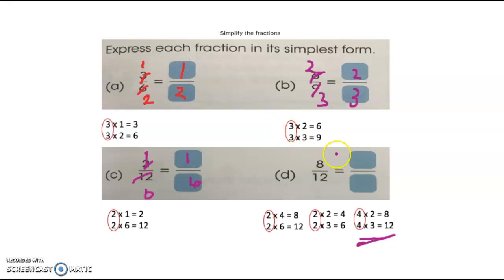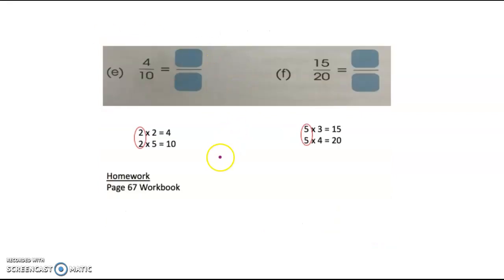But you have to check whether that's the simplest version. So see, if I reduce this by 4, I can just cut 8 and write 2, and then cut 12 and write 3. So immediately I get the simplified fraction.